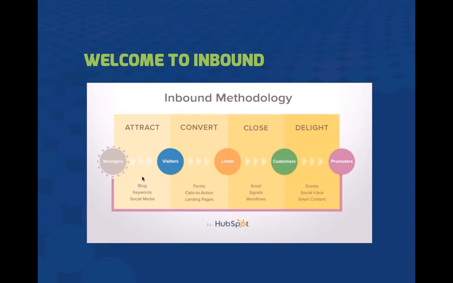Then finally, remembering the last part of the four, which is delighting. We need to make sure that these customers become brand ambassadors for our company, so that they go out there and tell more people, and you do that by delighting them, through things like social inbox and smart content. The HubSpot platform has all of these features in one platform, and that's what we're going to be showing you today, how HubSpot can bring all this together.